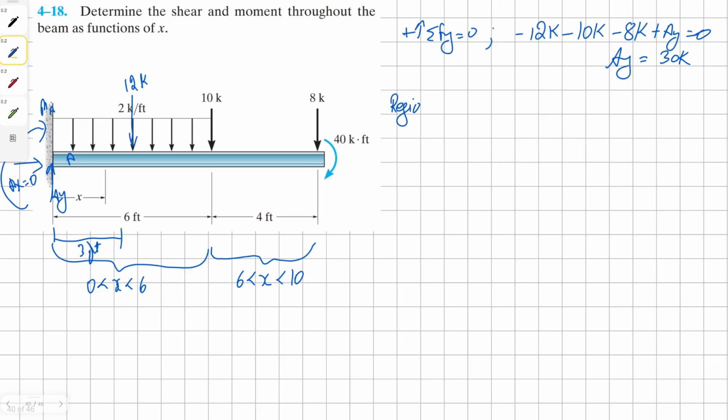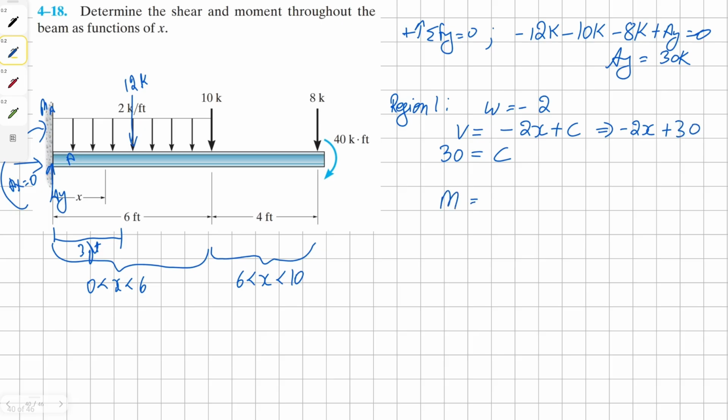For region 1, first of all, we need our load equation, which in this case is super simple. It's simply -2. Now we just take the integral of this load equation to find our shear equation. So this is going to be -2x plus our constant c. And we know our shear is going to be positive 30 when x is 0. Therefore, c is 30. We're going to plug that back into our equation.